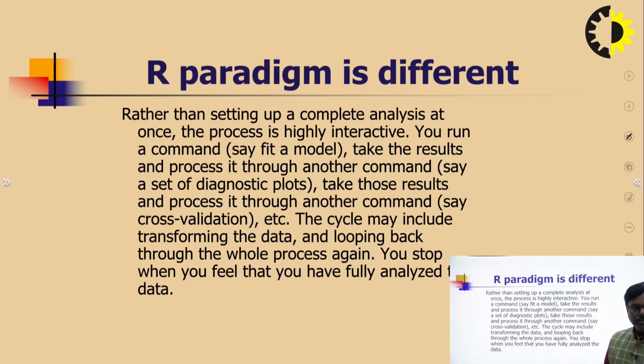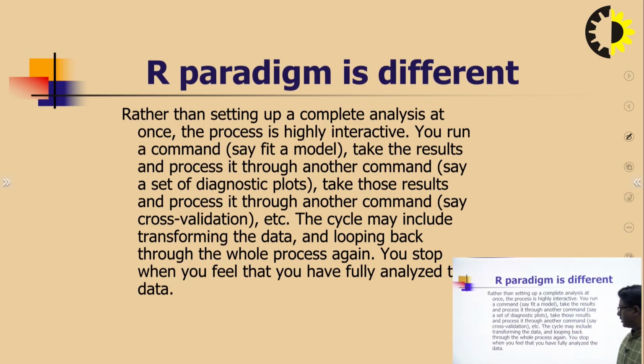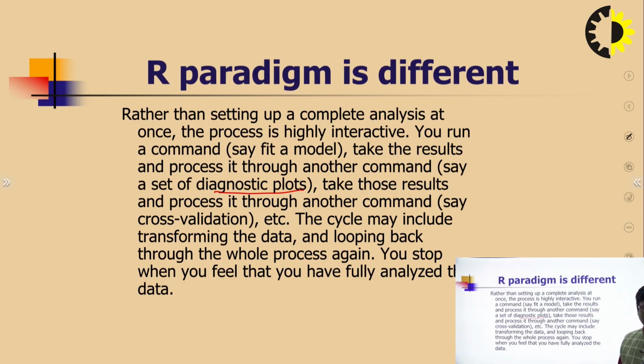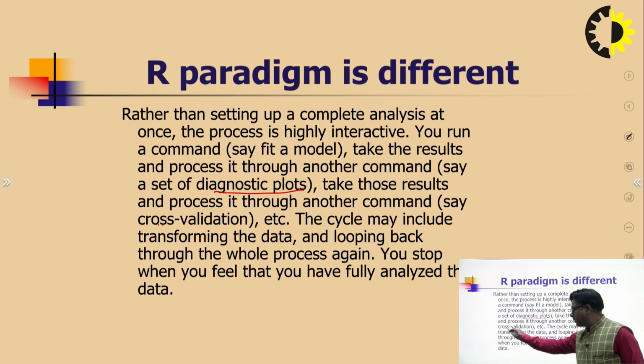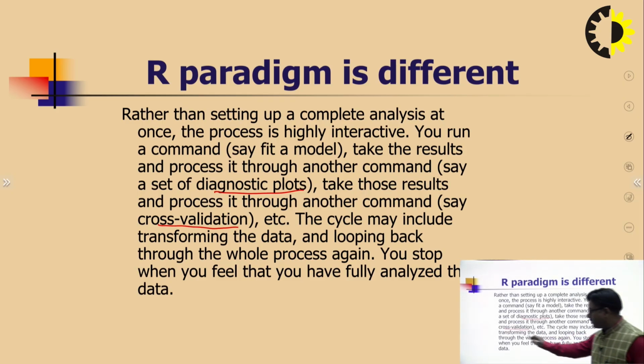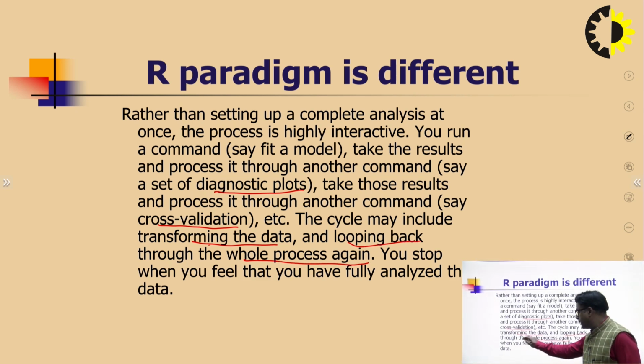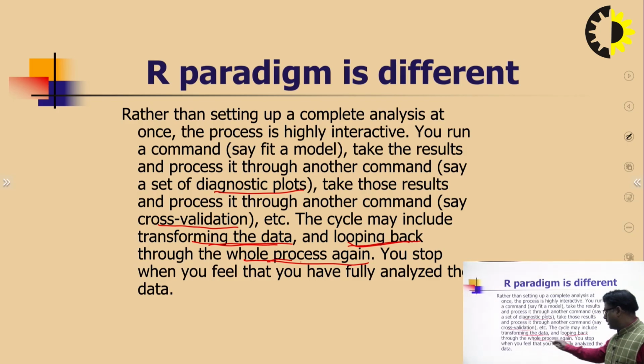That's why R. Now we will see the R paradigm, what it actually is and how it is different. Rather than setting up a complete analysis at once, take the result and process it through another command for a set of diagnostic plots. Diagnostic plots here means a graphical representation. Process it through another command, that is cross validation. We can validate those activities here. The cycle may include transforming the data and looping back through the whole process. This is the important part: transforming the data and looping back through the whole process again and again, so that we can reach the optimum result.